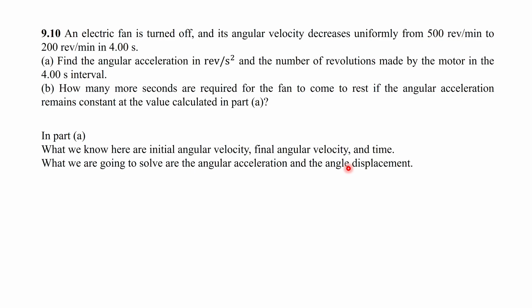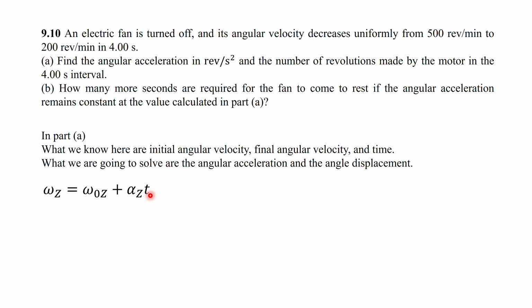So we pick this formula. The final angular velocity is equal to the initial angular velocity plus the change of angular velocity. If this is a uniform deceleration, then we can write the change in this format: the angular acceleration times the time. Then we are going to do the calculation.